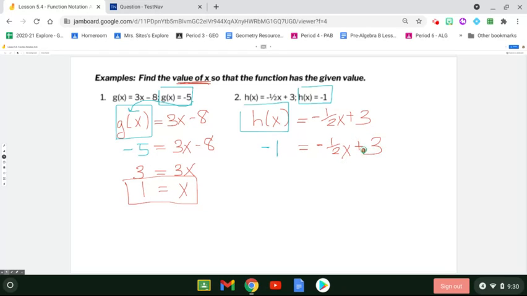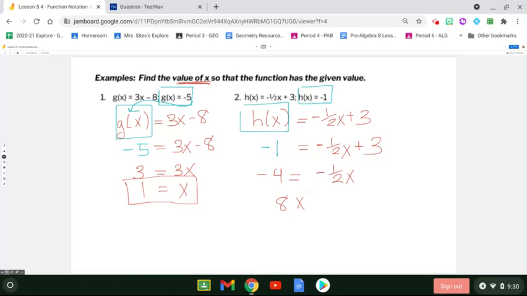Okay, so we're going to subtract 3 to both sides. So when we subtract 3 to both sides, we would end up with -4. Okay, then we have to clear that -1/2 that's with the x, so you could divide both sides by -1/2. When you divide both sides by -1/2, you're going to get an x answer of 8.